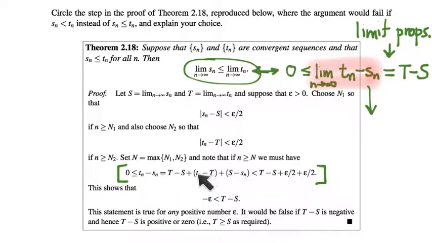Right? So we are going to have some control on how tn relates to t, because we know tn converges to t, and we're going to have some control on how sn relates to s, because sn converges to s. So thematically, we have control over both of these two pieces by the assumption that those sequences converge. We have some control here, and we have some control here.